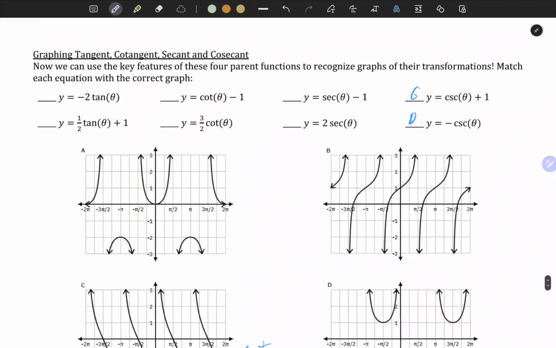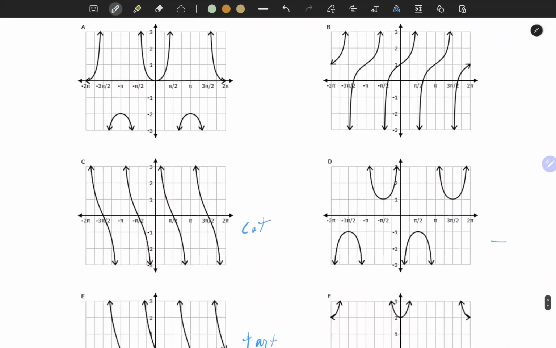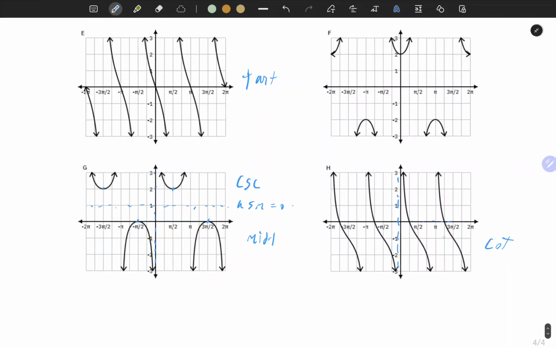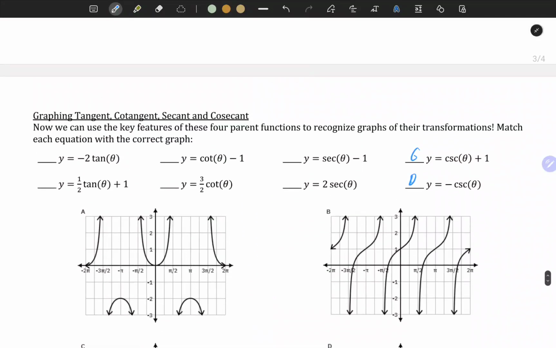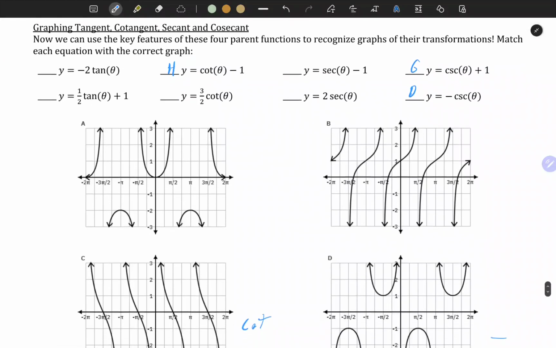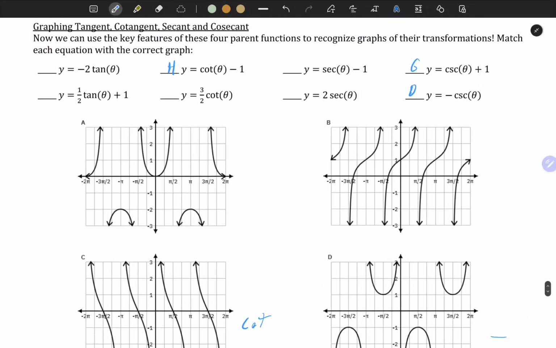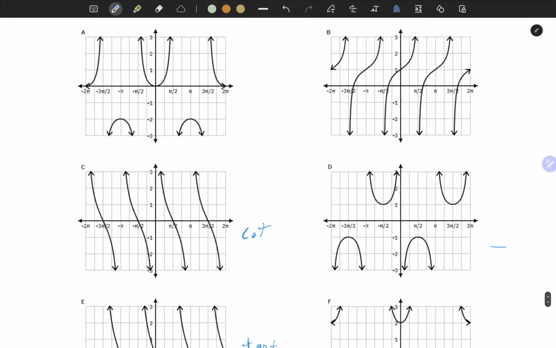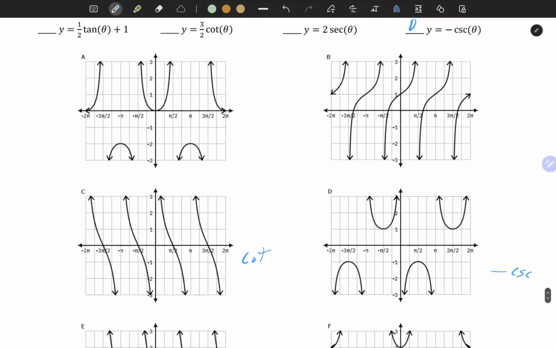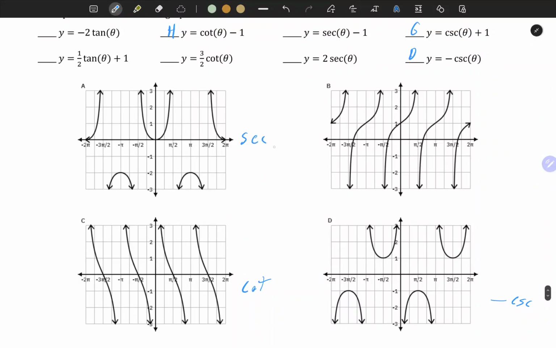What's H? I said H is a cotangent, and the midline seems to start at negative 1. There we go, I found it. Alright, this is H. So midline cotangent, H. Alright, let's see. No, wait, this is a negative cosecant. Alright, we clearly have a secant on our hands.